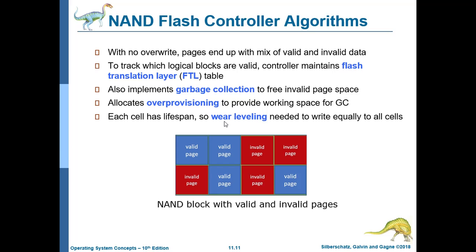So this is an example of a NAND block with valid and invalid pages, because a NAND block does not have any overwrite.